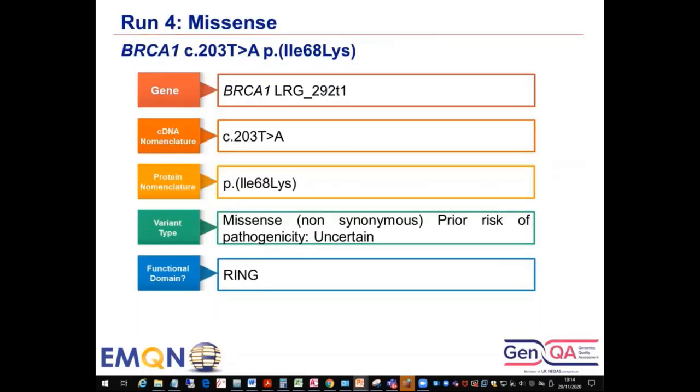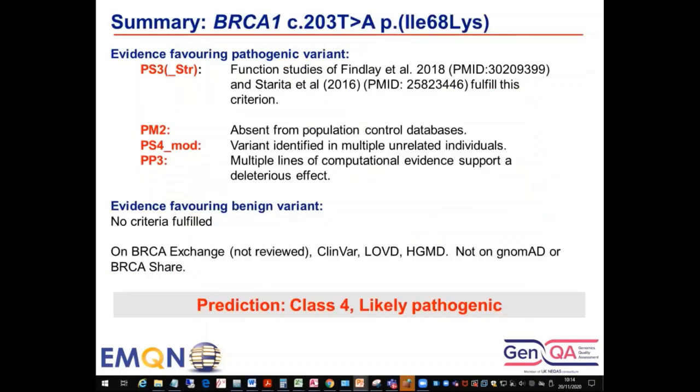So moving on, the next variant is also a missense variant in the BRCA1 gene, c.203T>A, protein isoleucine 68 to lysine. As I say, this is a missense variant, and the prior risk of pathogenicity for this variant is uncertain. It's in the functional RING domain of BRCA1.